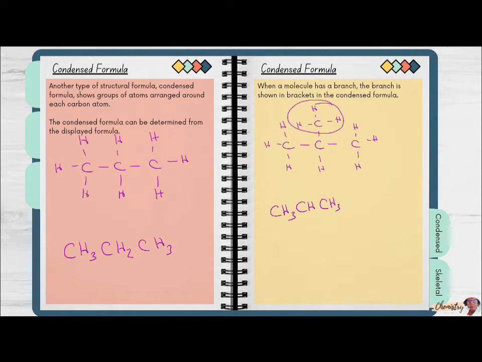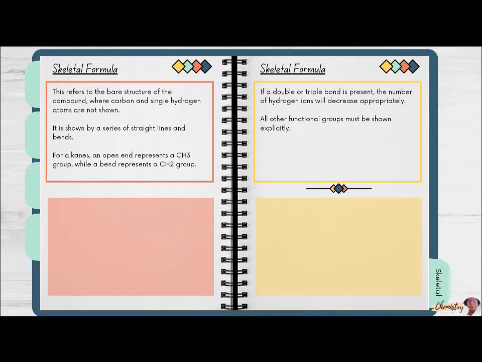This could easily seem as if the chain is continuing, so to ensure that the viewers know that this is a branch, we place it in brackets. Then finally, we'll add the other group that's to the right, and there we have a carbon bonded to 3 hydrogen atoms. The final type of formula that will be discussed in this video is a skeletal formula.